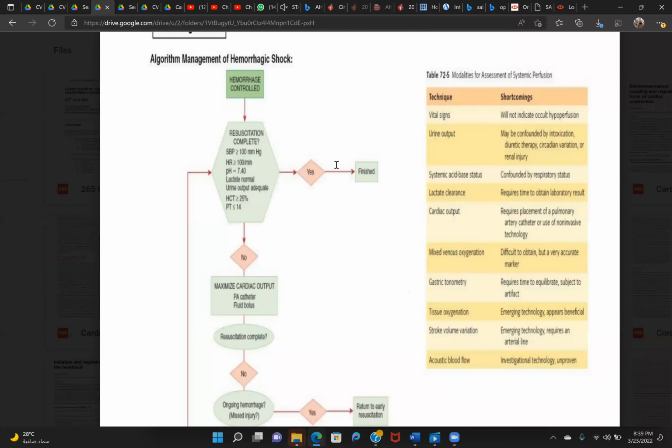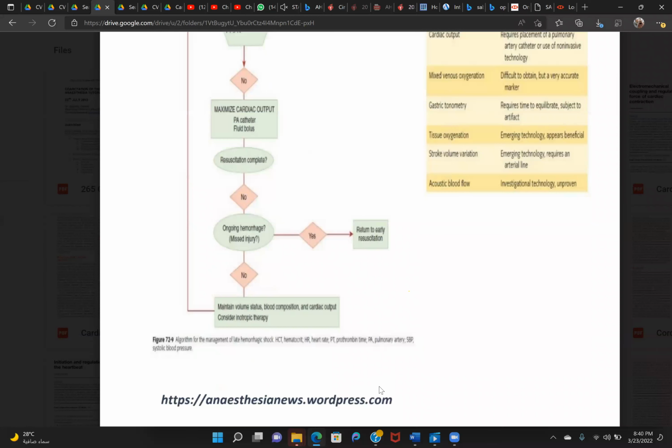So what is that? Assessment of systemic perfusion: vital signs, urine output, acid base, lactate clearance. That's what I was telling you, and then further assessment will be according to the scenario. We will go into details in the other types of shock, such as cardiac output monitoring or mixed venous oxygen saturation, and other things. Any question up till now?